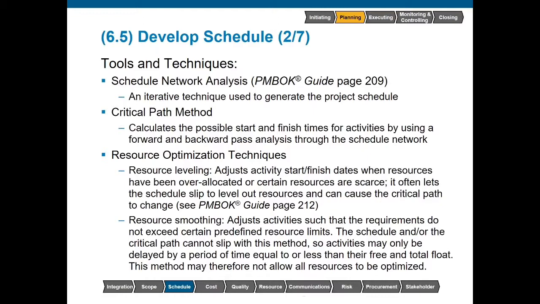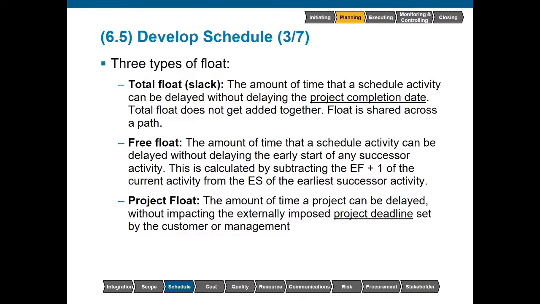Now, with resource smoothing, it's going to be a little bit of a different situation. The schedule is not able to slip. We have a hard deadline. There's possibly an externally imposed deadline. So in this situation, we want to go ahead and look at where do we have float, specifically free and total float. There are three types of float that you can see within your schedule.